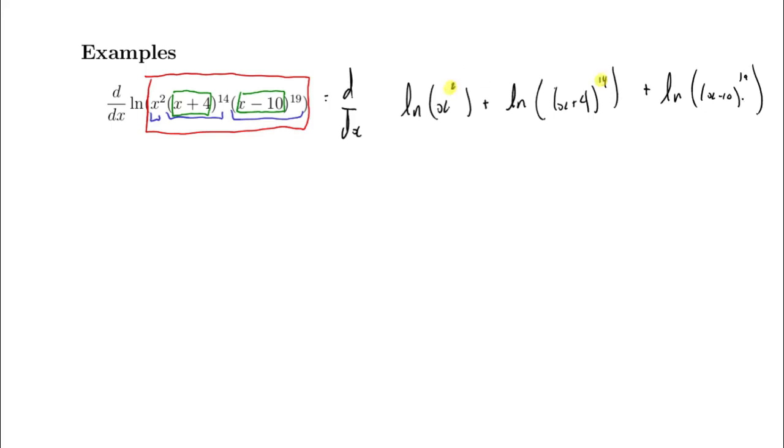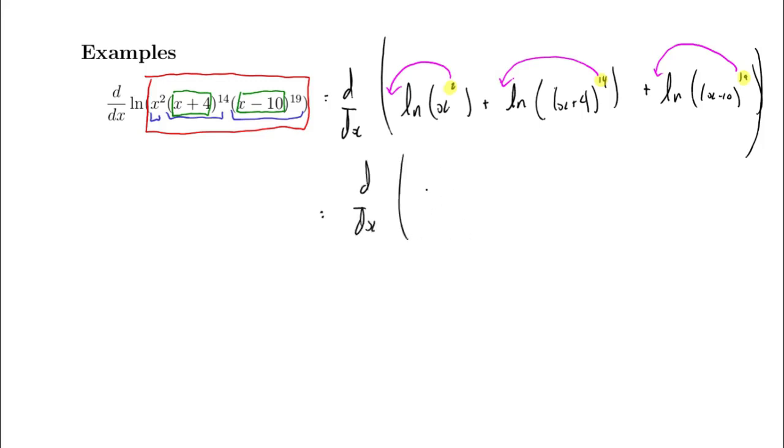We also have this great property where these exponents, not through differentiation, but through properties of logs, come out front as coefficients. And again, if you don't remember any of these properties of logs, just go ahead and look some of these up. They're no big deal. So we haven't actually differentiated anything yet. We're still looking to differentiate this, but now we've turned this function into 2 natural log x plus 14 natural log x plus 4, plus 19 natural log x minus 10.